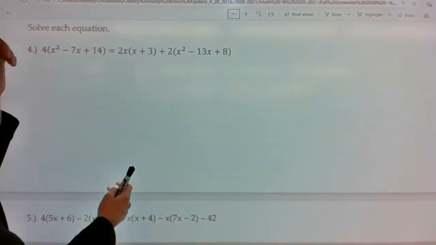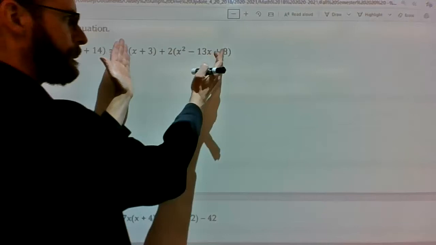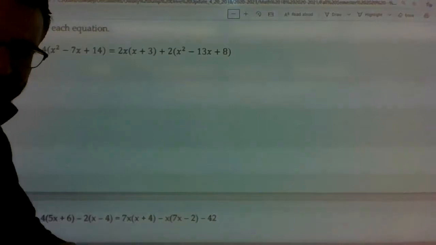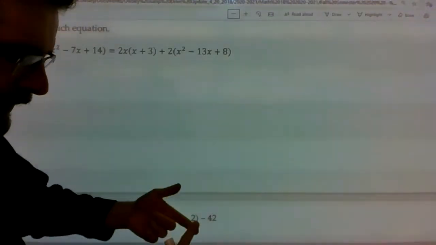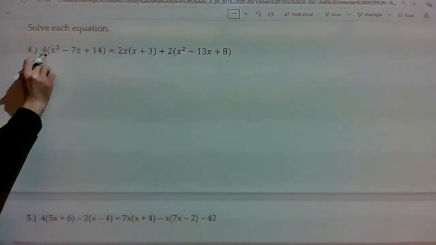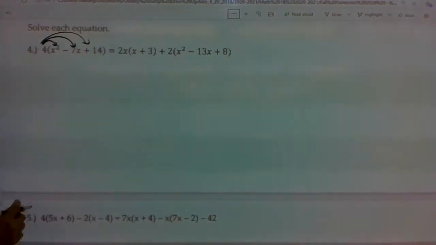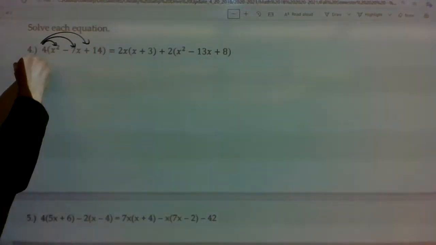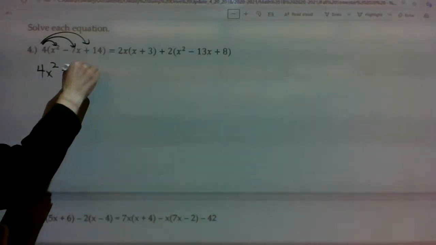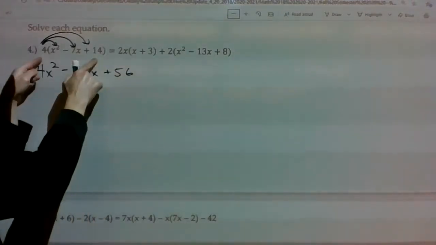All right, so what happens when I put an equal sign between two expressions? Well, the first thing I want to do to solve this equation is get rid of parentheses. If I can get rid of parentheses and add or subtract to combine like terms, that's my first goal. So I see a 4 on the outside, take 4 times every part on the inside. So this is going to be 4x squared minus 28x plus 56, since 4 times 14 is 56.